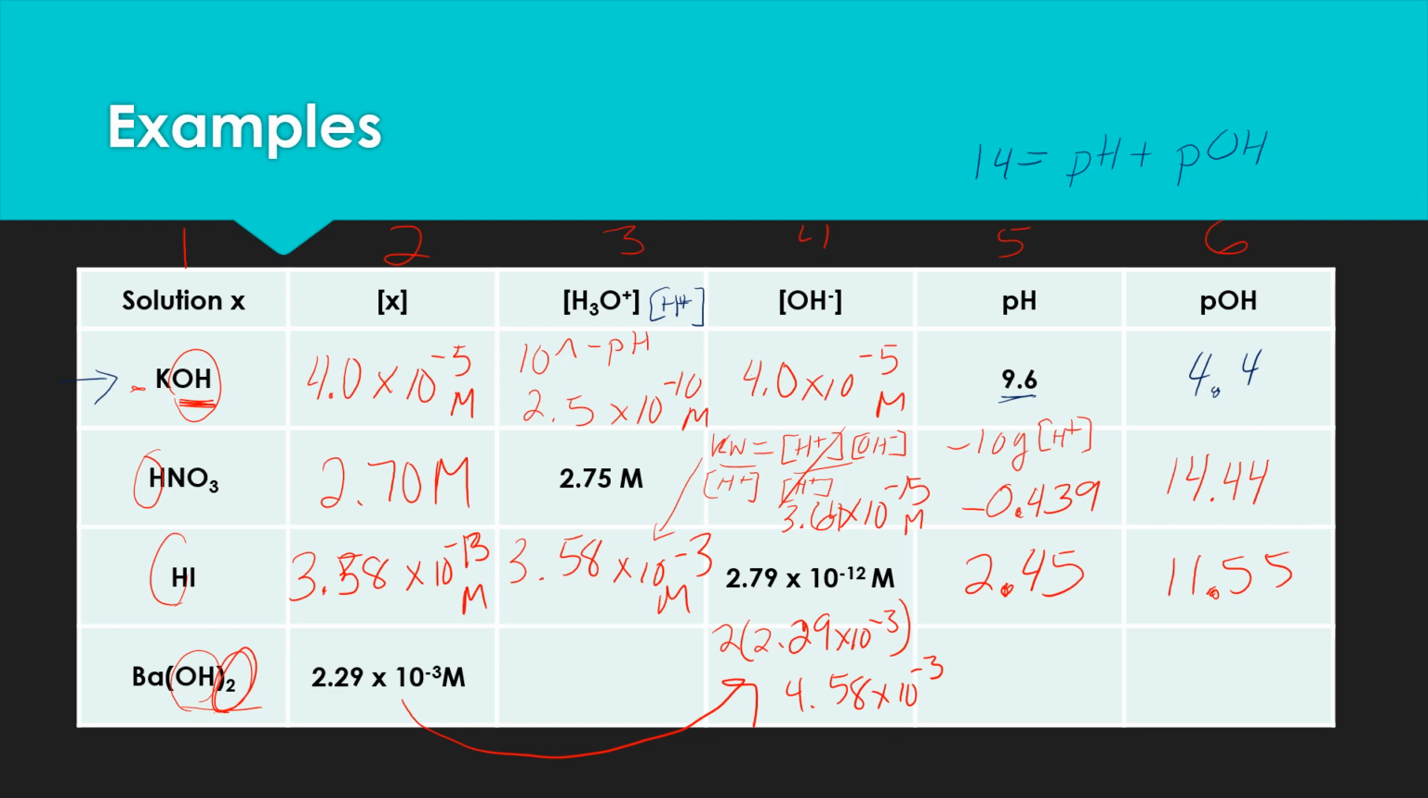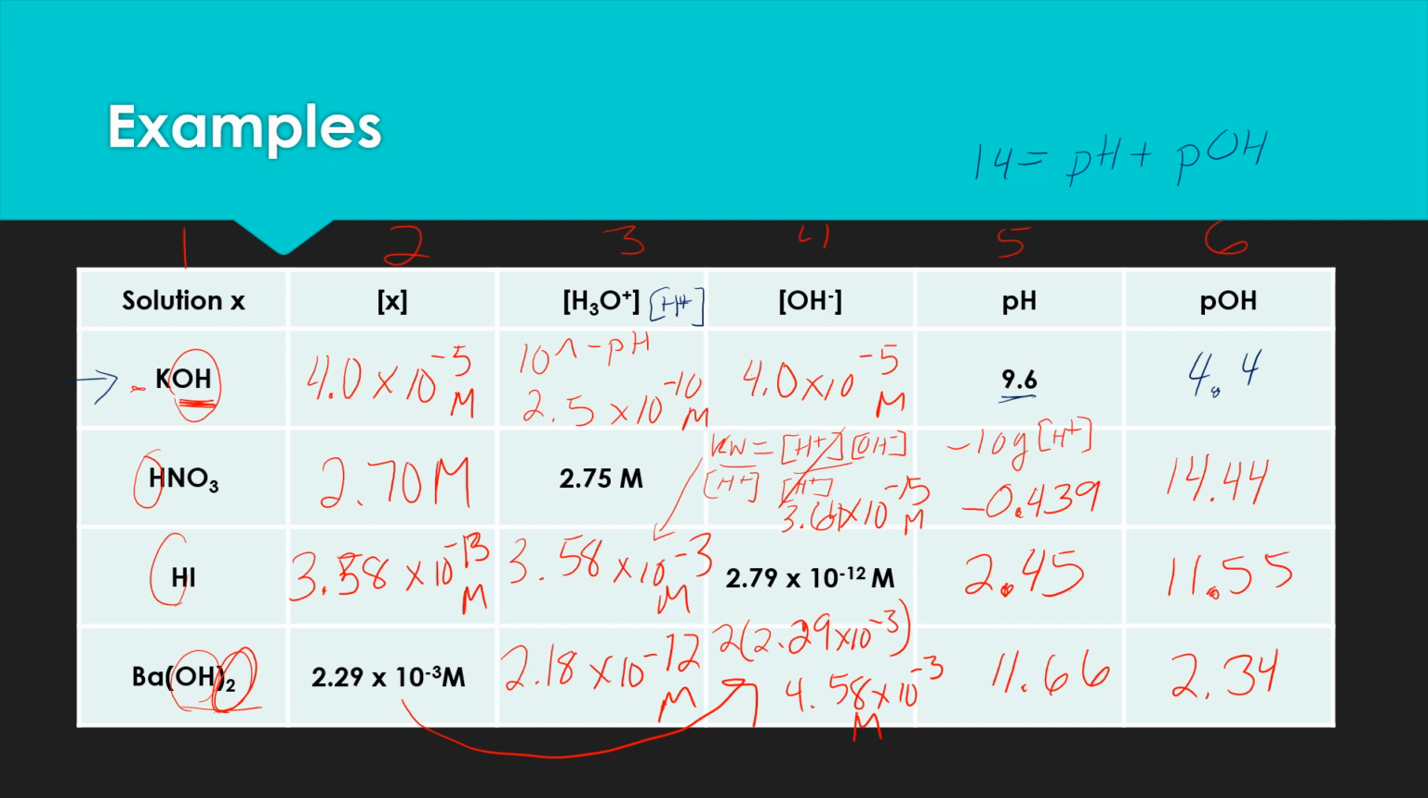We can use our Kw equation, 1 times 10 to the negative 14th, divided by that number, 4.58 times 10 to the negative 3, to get our hydrogen ion, 2.18 times 10 to the negative 12. Both of these are molarities. And then we can find our pH. So negative log of 2.18 times 10 to the negative 12. And we definitely get a basic solution, 11.66. 14 minus 11.66 to get our pOH, 2.34.